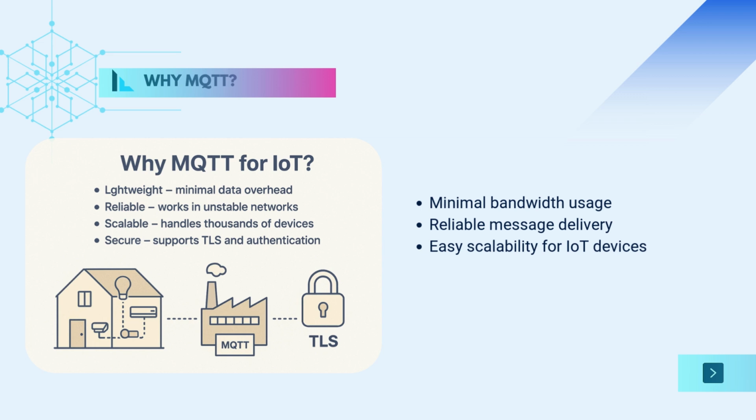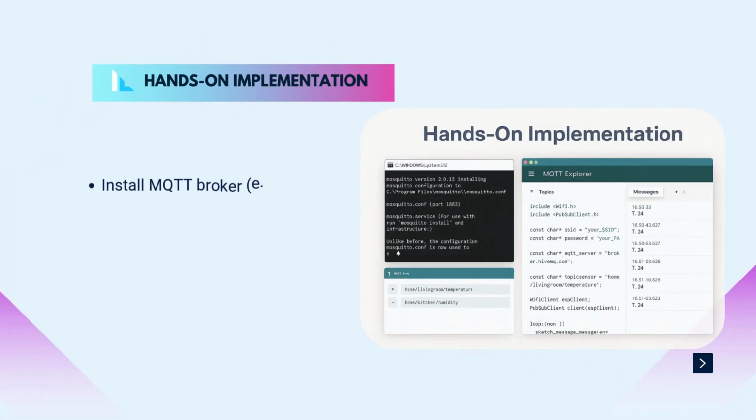Agriculture relies on MQTT to collect soil moisture, humidity, and crop health data. Healthcare devices like patient monitoring systems send vital signs in real time using MQTT. Industries use MQTT for predictive maintenance, reducing downtime and increasing efficiency. Fun fact, even Facebook Messenger used MQTT in its early days because of its efficiency in handling millions of messages per second. Now that we understand the theory, let's see how MQTT is implemented in practice.